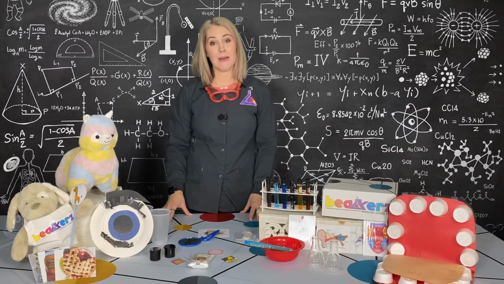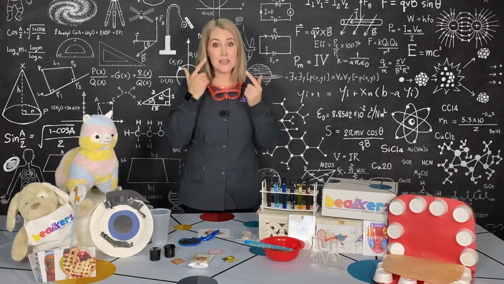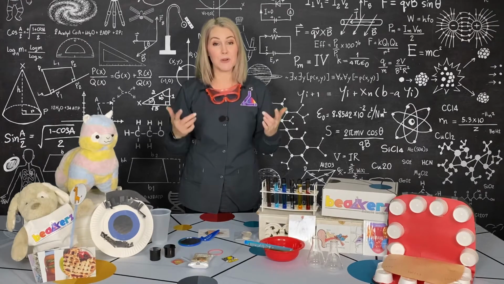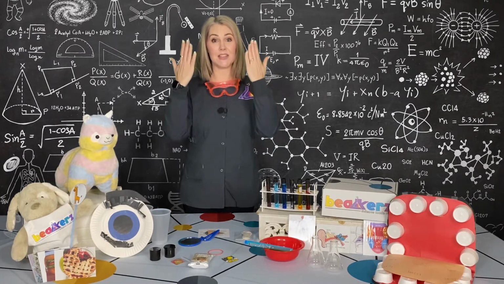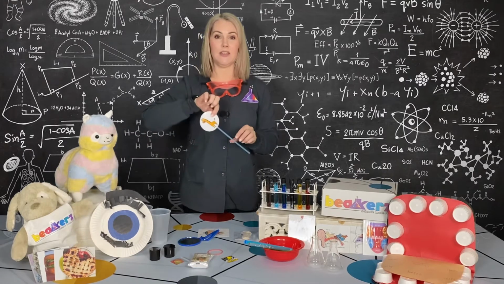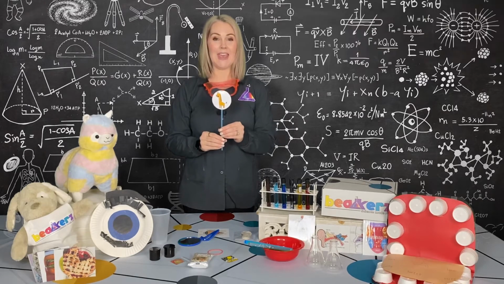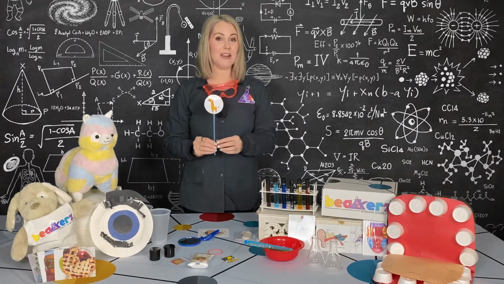Now we're going to talk about how our eyes see images. Now we have 2 eyes, and each eye sees a separate image, but our brain is so amazing that it takes 2 images and makes it 1. And we sent you something called a thaumatrope. Can you say thaumatrope? That's a hard one. And it can show you how our brain is able to do that.